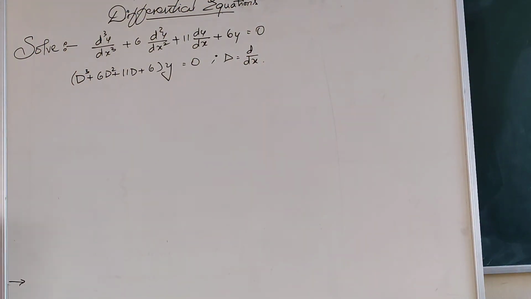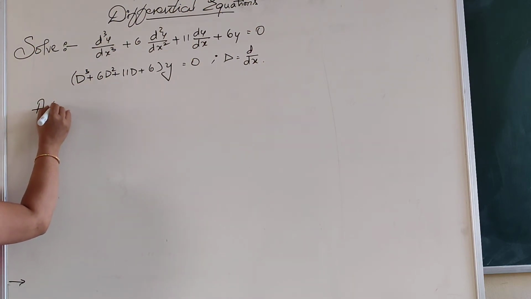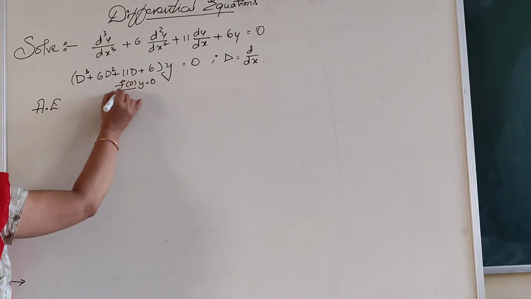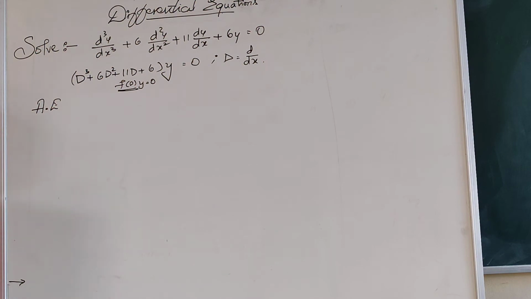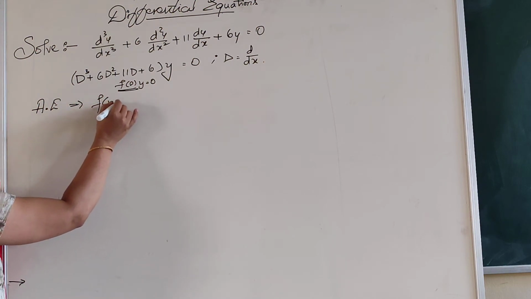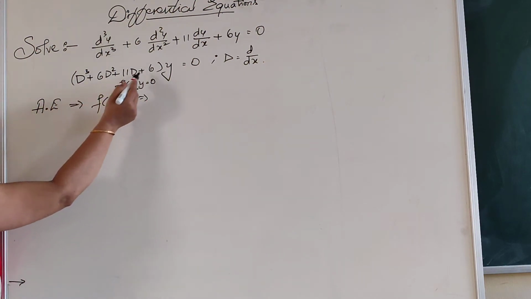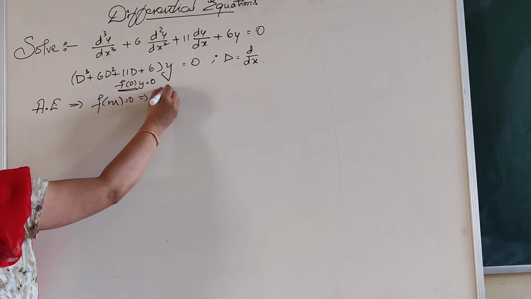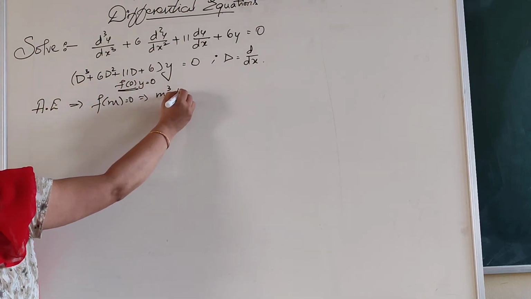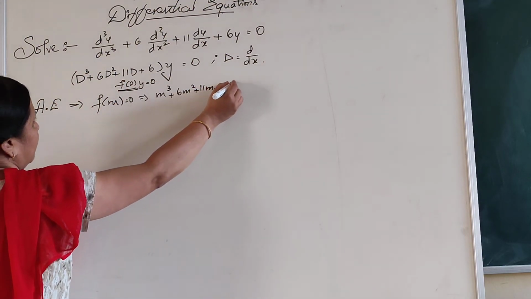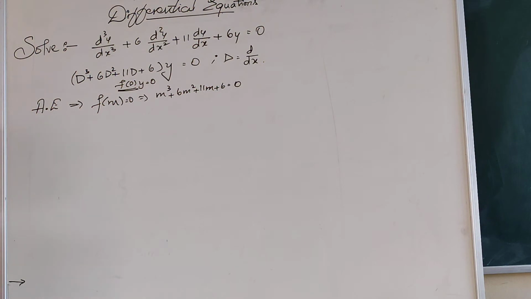Now, second step, to write the auxiliary equation. What is the auxiliary equation? This is in the form f(D) y = 0. Consider this function f(D), replace D by m and put this equation to 0. So the auxiliary equation will be f(m) = 0. That is, wherever D is there in this function, you are supposed to substitute m. So D cube becomes m cube, D square becomes m square, 11D becomes 11m, plus 6 equals 0. Now this is a polynomial equation in m.